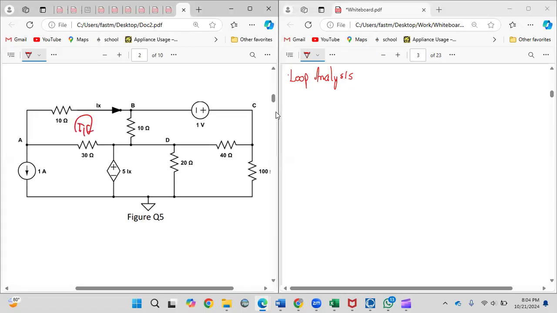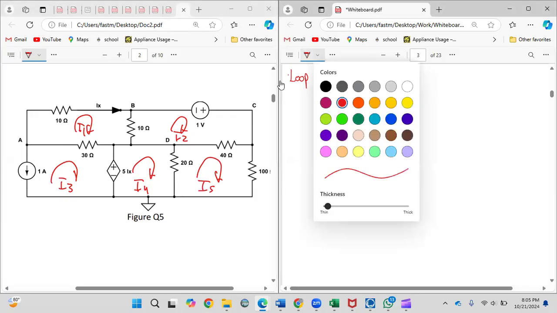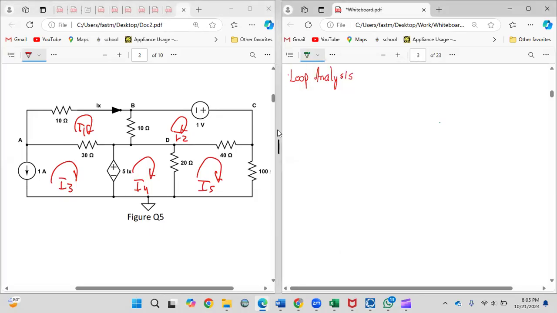So there's I1, I2, I3. All the currents have to be in the same direction. You can't have some going clockwise and some going anti-clockwise. So you have your loops. The next thing you have to look for after you label the loops is something called a super loop.